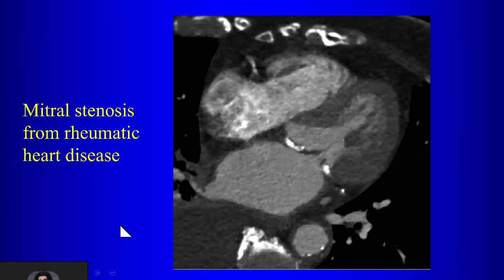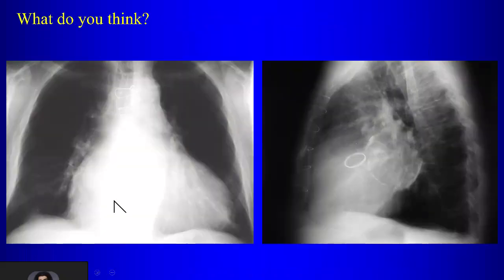So we can see that on the CT. And thickening of the mitral valve. You can also see that on CT, thickening of the mitral valve in cases of mitral stenosis.